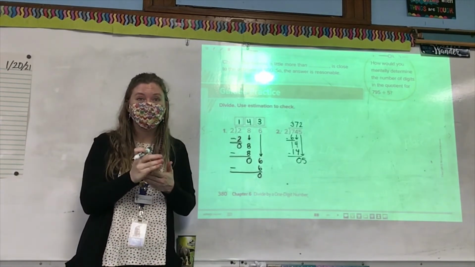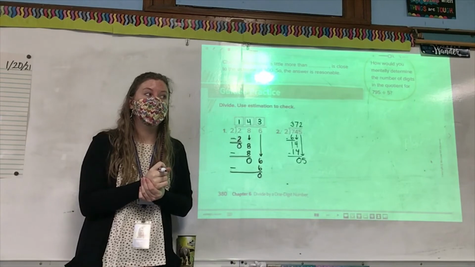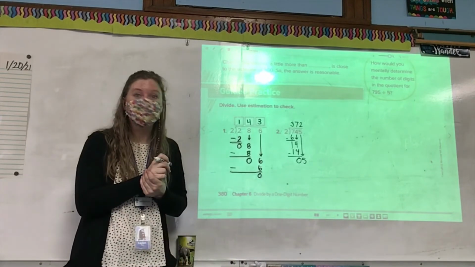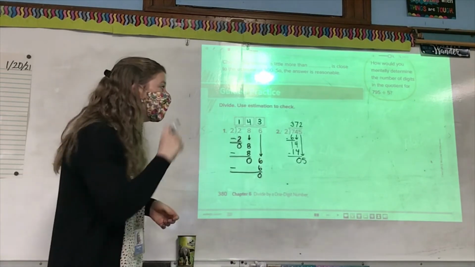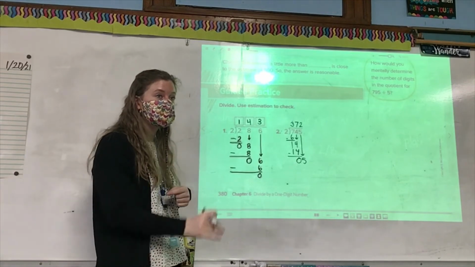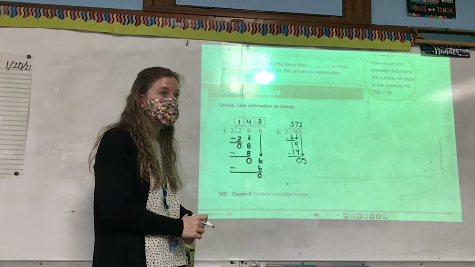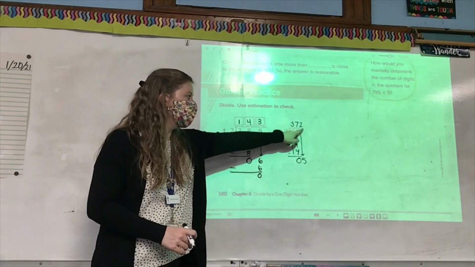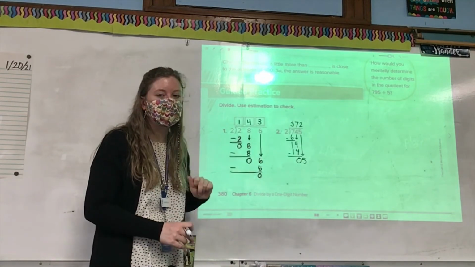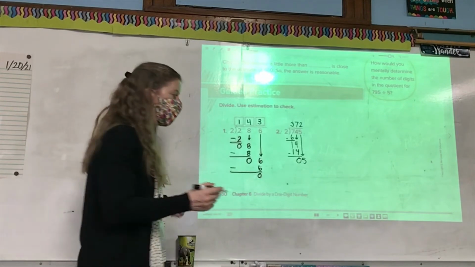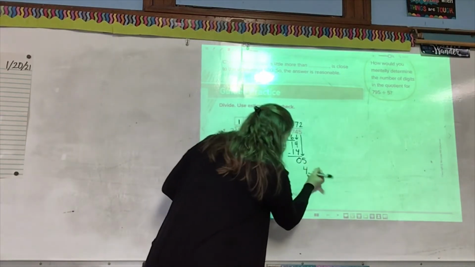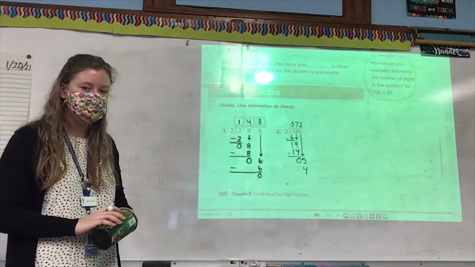Remember, multiplication, the words don't change. The digits and the places change, but the words do not change. So, Lena, if we're multiplying the digit we just got by our divisor, what are we multiplying? 2, the digit we just got, times 2, our divisor, which equals 4. We're going to line that up with our new dividend.